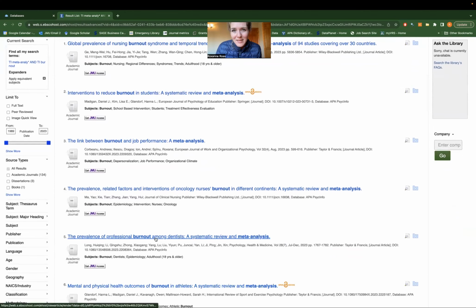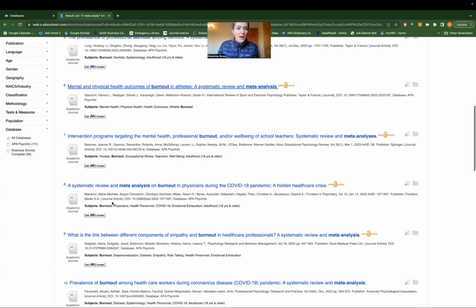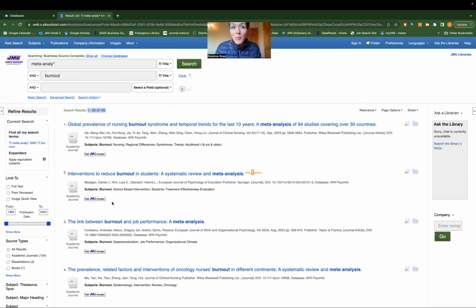Dentists. We don't want dentists. Our research question is not about dentists. It's about just generally employees. Maybe I work in an office setting, and I want to know how to prevent burnout among office workers, not healthcare workers. Mental health, athletes. Okay. So as you can see here, this is too broad.